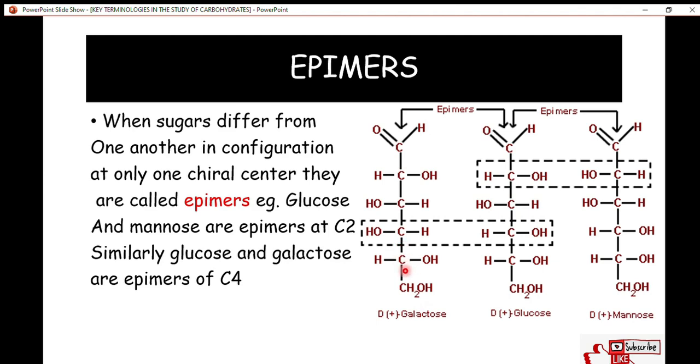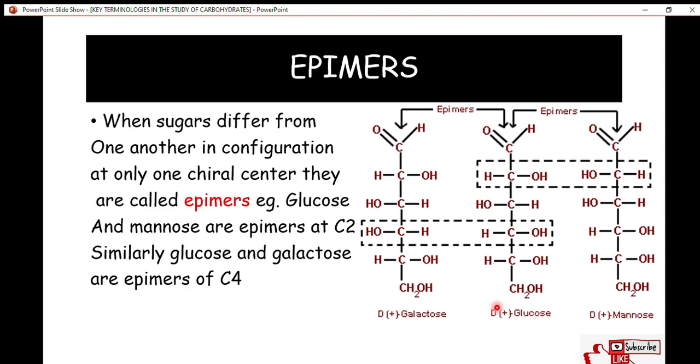In order to determine whether two sugar molecules are epimers, they are supposed to differ at one chiral center. Considering D-galactose and D-glucose, we can see that there is a change in position between this hydroxy group and hydrogen. The hydrogen and hydroxy group have been swapped, so they can be termed epimers.